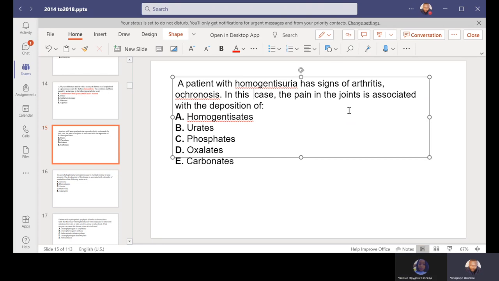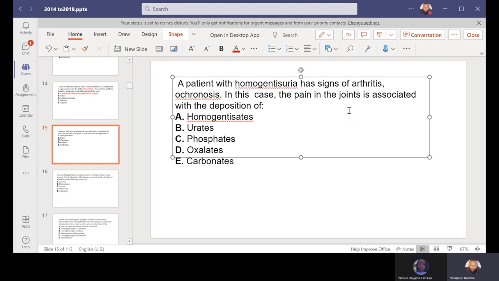Homogentisuria, right? Homogentisic acid. So there is a pathway for formation of catecholamines. I'm sure I explained that whole pathway in the first video, in biochemistry part one. It begins with phenylalanine. In the presence of phenylalanine hydroxylase, phenylalanine is converted to tyrosine. Tyrosine has different pathways. It can go to form DOPA, and DOPA is converted to melanin by tyrosinase. Melanin is the skin pigment, right?